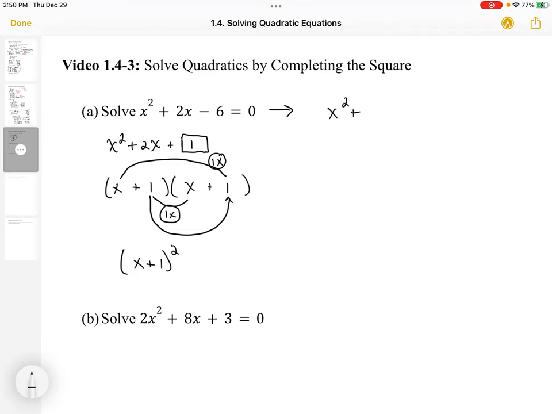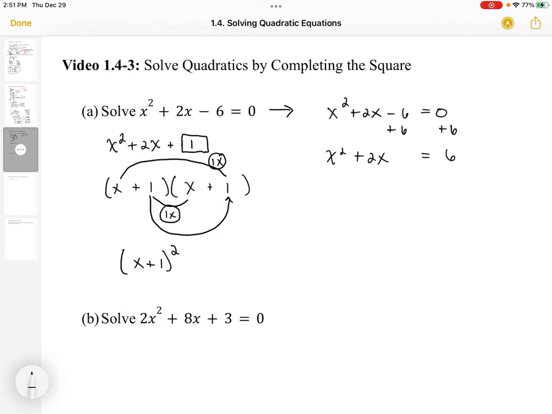So we have x squared plus 2x minus 6 equals 0. Now the first step to solving this by completing the square, we can add 6 to both sides. And we're left with x squared plus 2x equals 6. Now, we do that because we can now ignore the 6. It's on the right side of the equation.